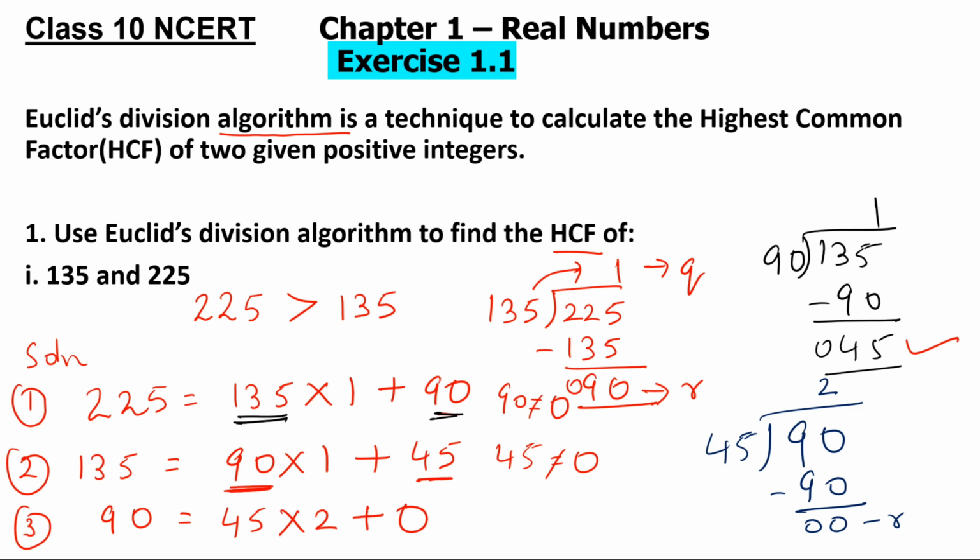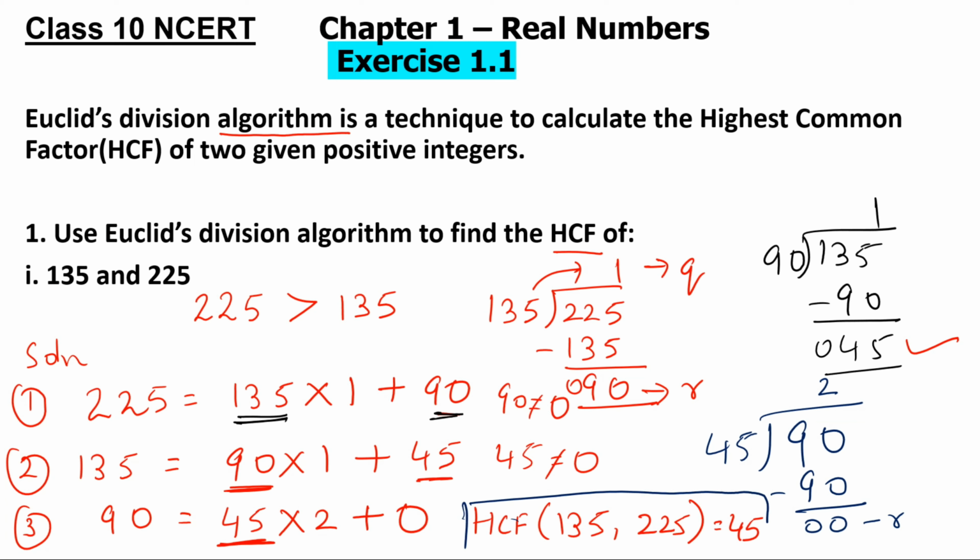Now the remainder has become 0, so our procedure stops, and at this stage the divisor is 45, which is the required HCF. So we say HCF of 135 and 225 equals 45. Okay, let's do the next one.